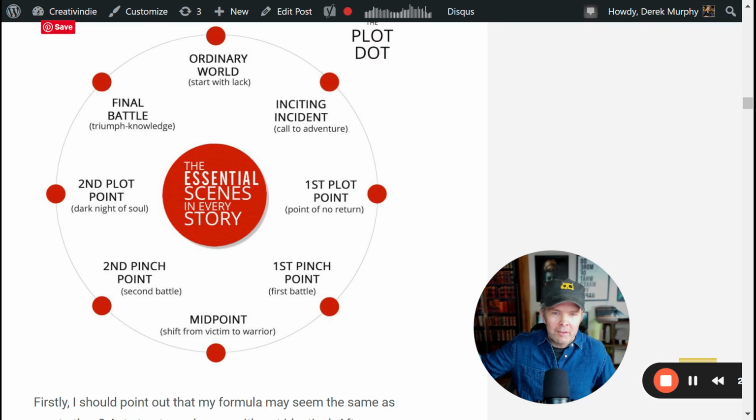And there's some kind of a loss, which leads us to the second plot point, which is the dark night of the soul. This is where I really got stuck when I was writing my first few novels, because I couldn't quite figure out, between the final battle scenes, I think the thing was, if you have a final battle scene, does the dark night of the soul come after the final battle scene or before? But why would it come before when nothing really bad has happened yet?